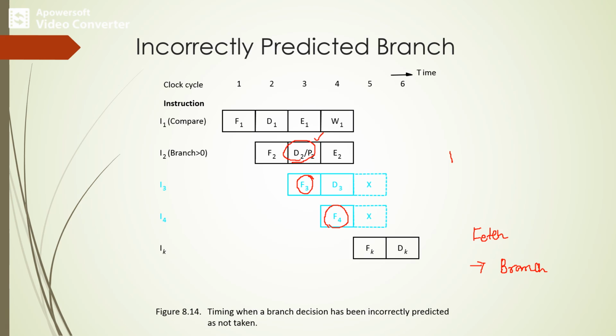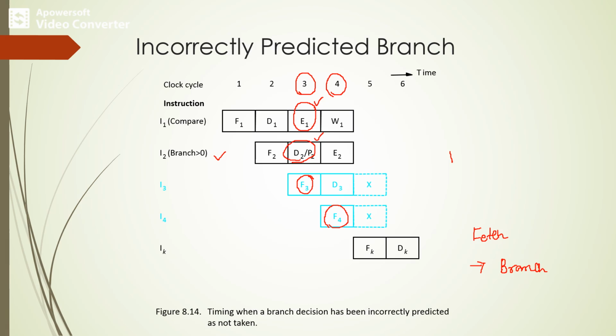The result of the compare operation is available at the end of clock cycle 3. So here we will have the result of the compare instruction. Assuming that it is forwarded immediately by the instruction fetch unit, the branch condition is evaluated during clock cycle 4. Depending upon the compare instruction, the branch instruction works. So now the branch instruction will be evaluated during clock cycle 4.